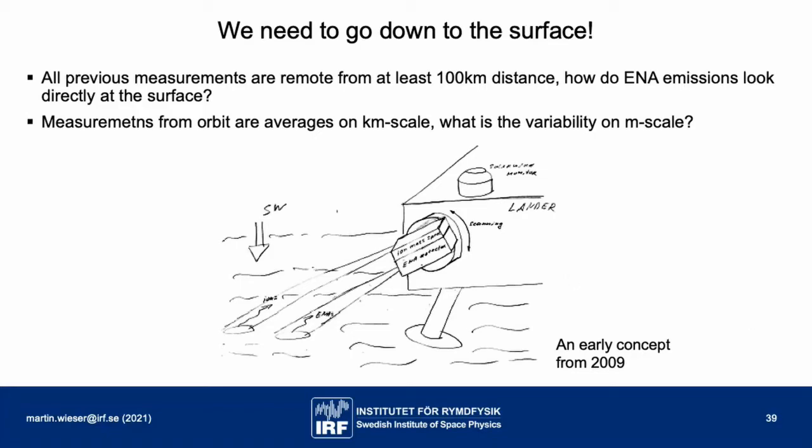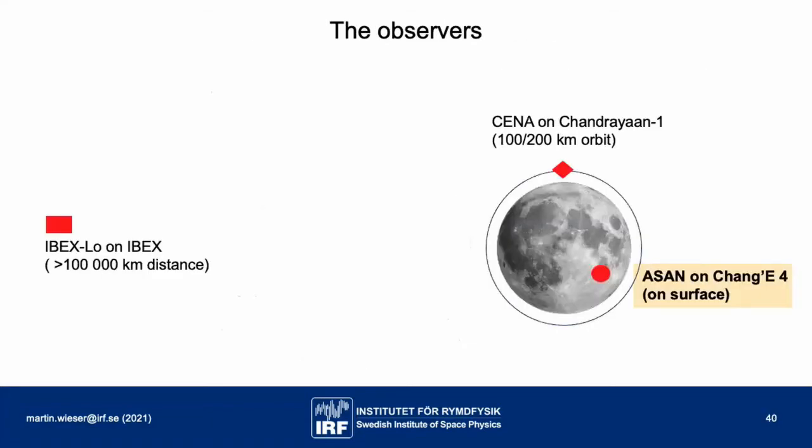This also would allow us to assess the question of orbit measurements. They are averages over several square kilometers, and maybe there is a variation on the meter scale. Now, this concept here didn't happen, but what did happen was the ASAN instrument on Chang'e 4.